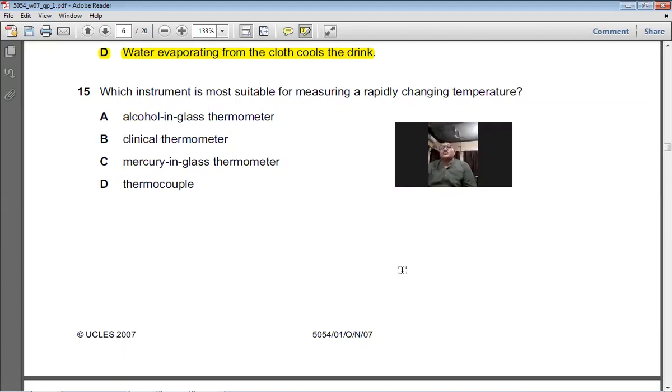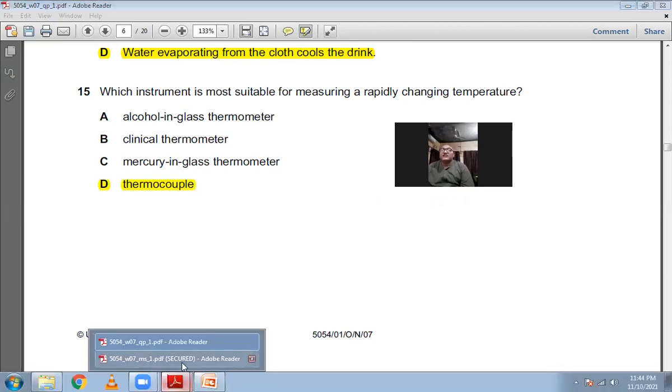Which instrument is more suitable for measuring a rapidly changing temperature? For this purpose, we always use a thermocouple. A thermocouple is an instrument which is able to measure very rapidly changing temperature. It can measure very high temperatures, very low temperatures, plus temperatures which are changing very fast. So question number 15, D is the choice.